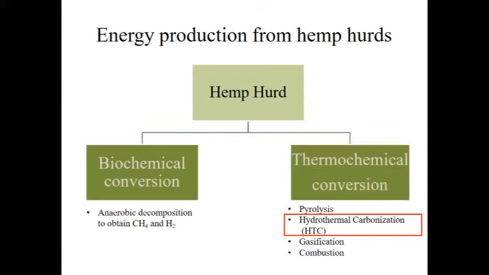Energy production from hemp can be done in two ways, biochemical conversion and thermochemical conversion. In the biochemical conversion way, anaerobic decomposition is used to obtain methane or hydrogen gas, and thermochemical conversion means pyrolysis, hydrothermal carbonization, gasification, and combustion. Hydrothermal carbonization is our subject in this project.